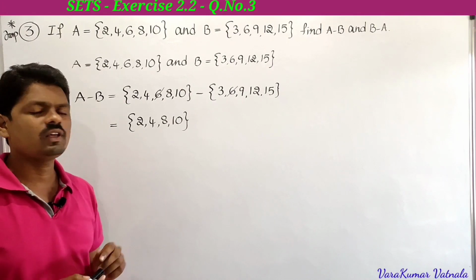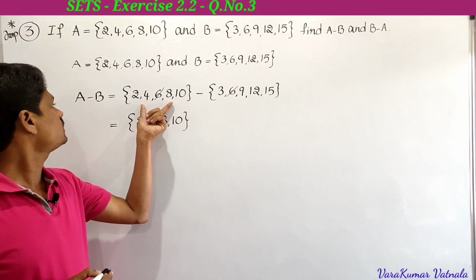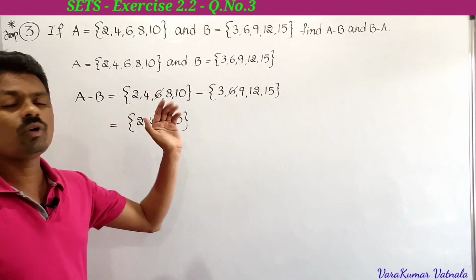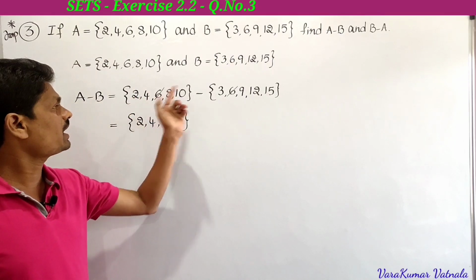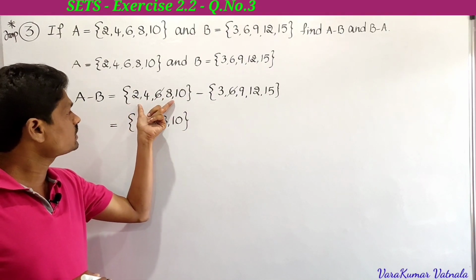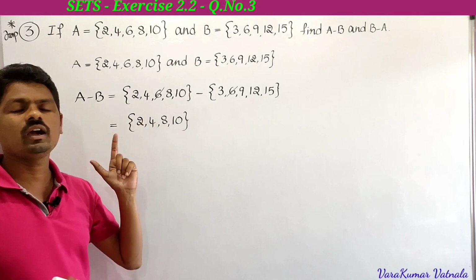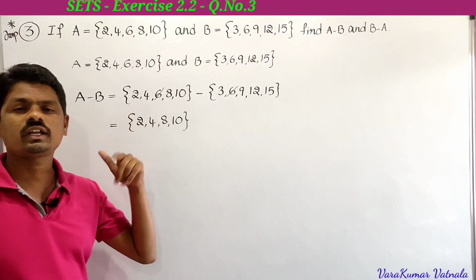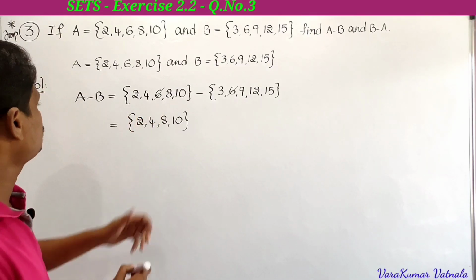So see here, very important students. First write set A minus set B. We have to identify the common elements and cancel the common elements. Next write the elements of set A after cancelling the common elements. So this is A minus B.